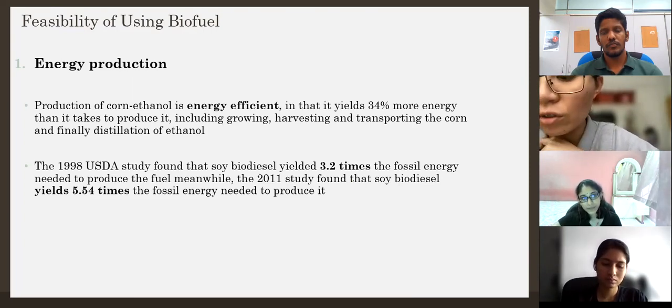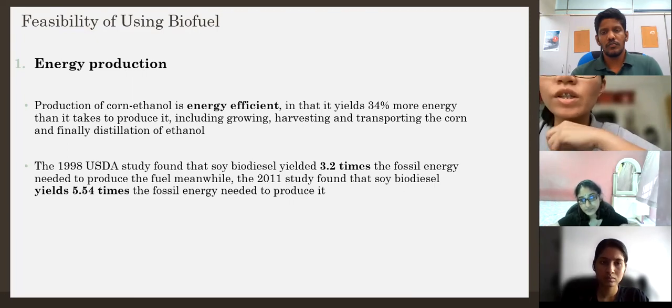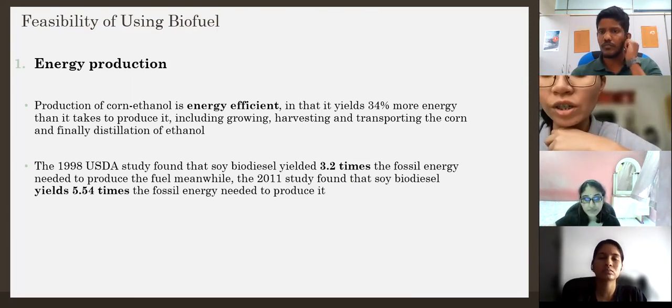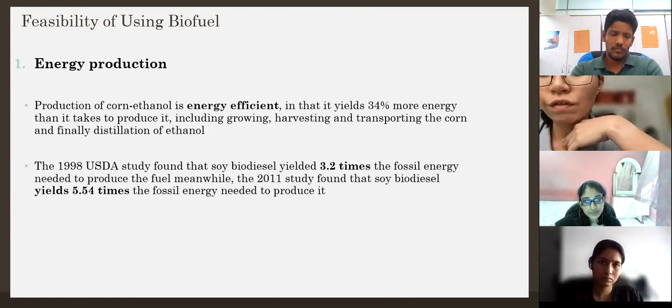Okay, in order to assess the feasibility of using biofuels against petroleum fuels, there are a few aspects that need to be considered. The first one is the energy production. The amount of energy each fuel returns is different.